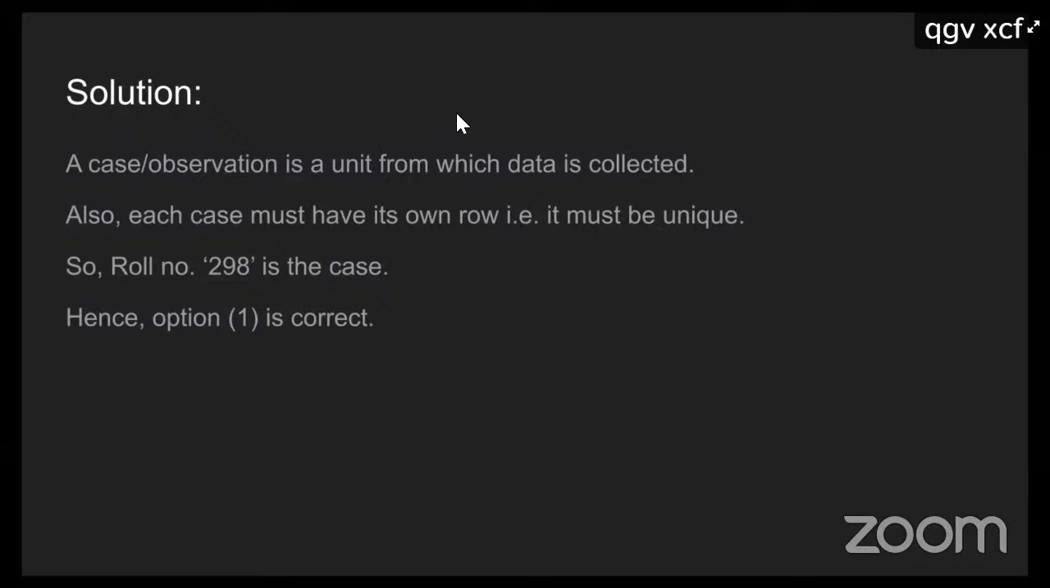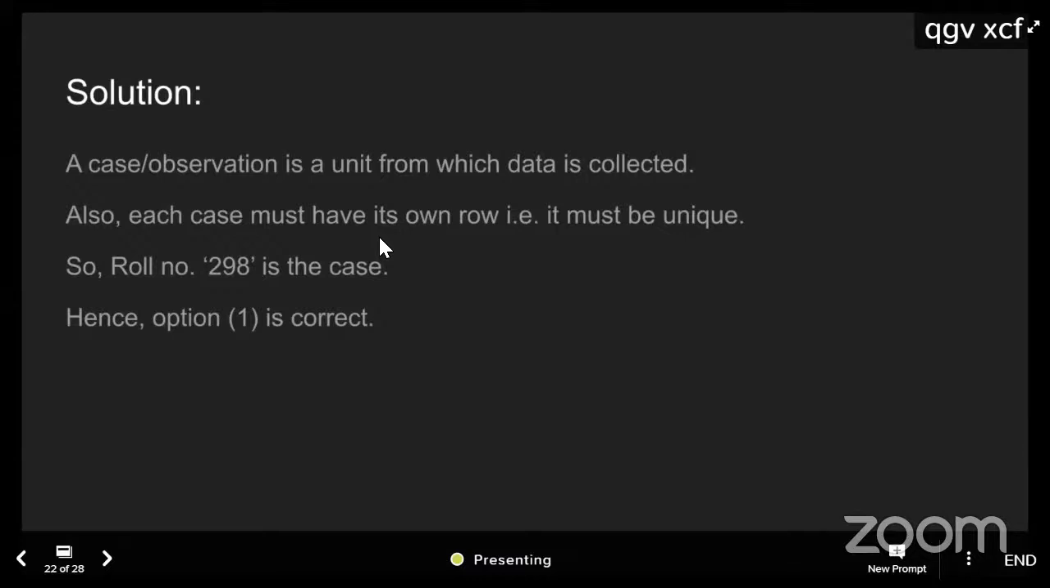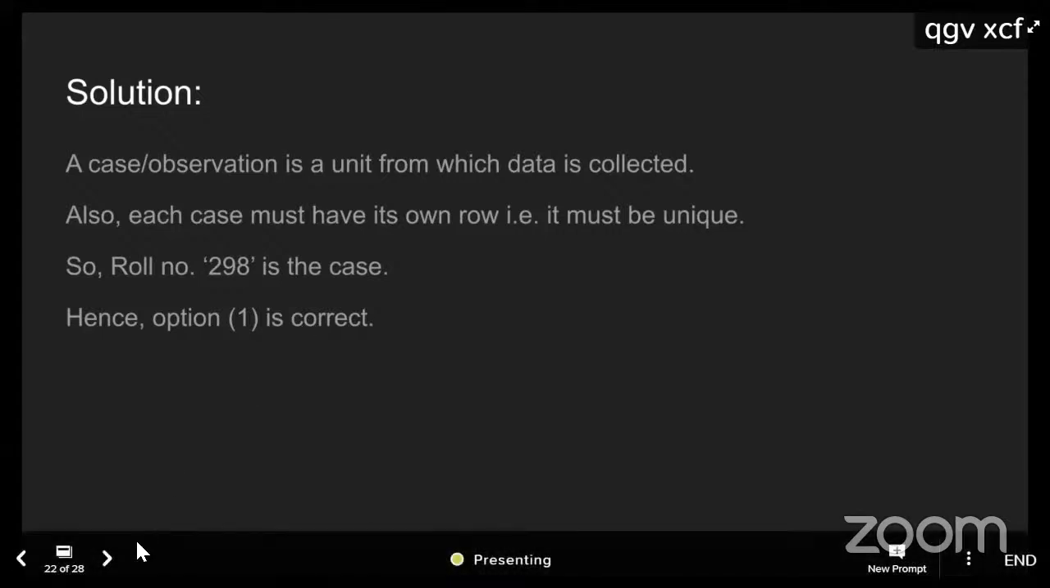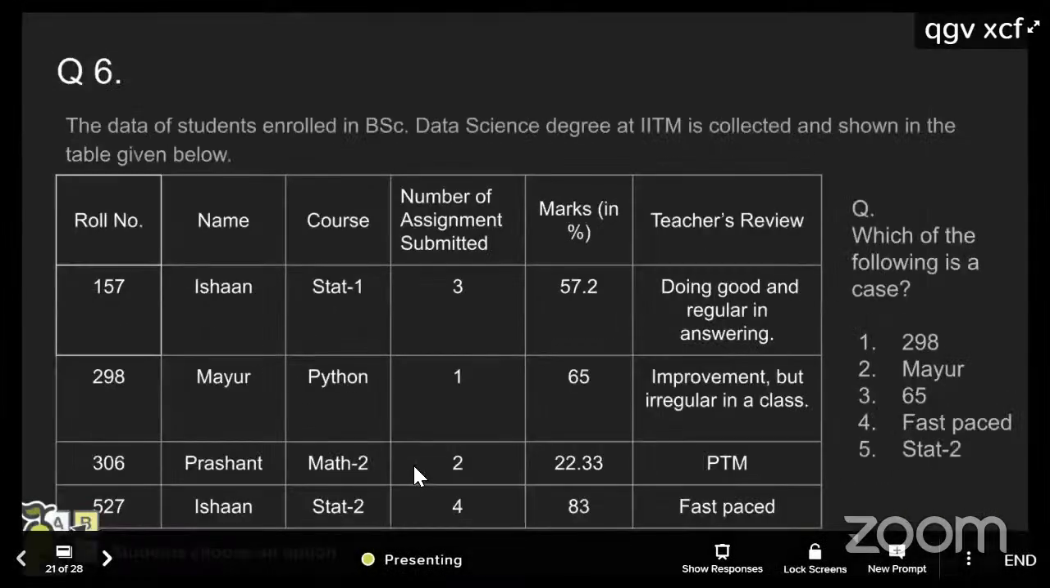As I said, each case must have its own row. That's why it must be unique. Means for that case, for that unit, you are collecting the data. Got it? Yes, sir. But here, why is stats2 not a case? Suppose you are saying stat, then why need the name and roll number?